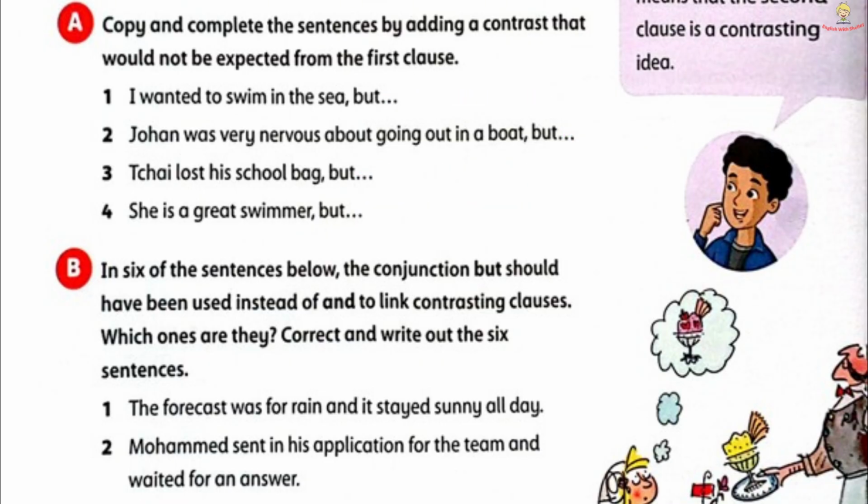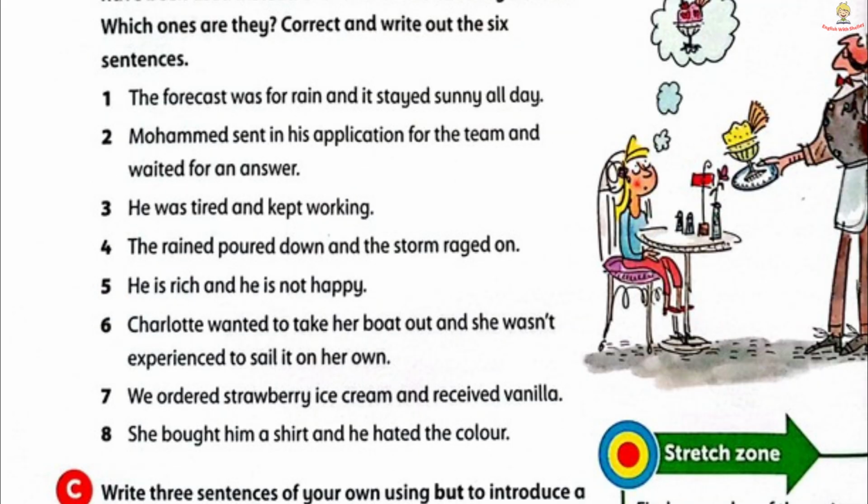Part B. In 6 of these sentences below, the conjunction but should have been used instead of and to link contrasting clauses. Which ones are they? Correct and write out the 6 sentences. So in those sentences, they use the conjunction and instead of but, and we identify those sentences. The first sentence is, the forecast was for rain and it stayed sunny all day. These 2 clauses are totally opposite and they are joined with and, so here we use but instead of and. The second one is, Muhammad sent in his application for the team and waited for an answer.